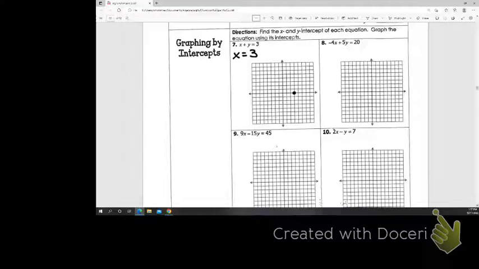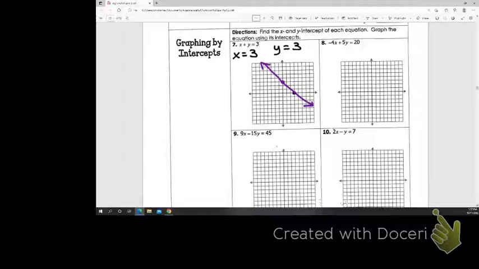If I want the y-intercept, the x is 0. So if the x is 0, it's just y equals 3. So y is 3. That's on the y-axis, 1, 2, 3. Because we're talking about the intercepts, I'm not talking about the whole vertical and horizontal line. I'm just talking about the intercepts. And then we just connect, extend, draw some arrows on the end.